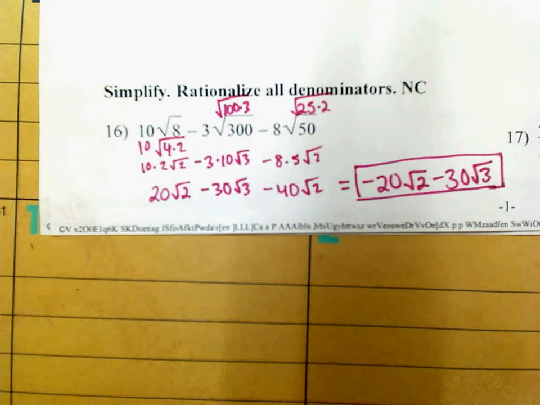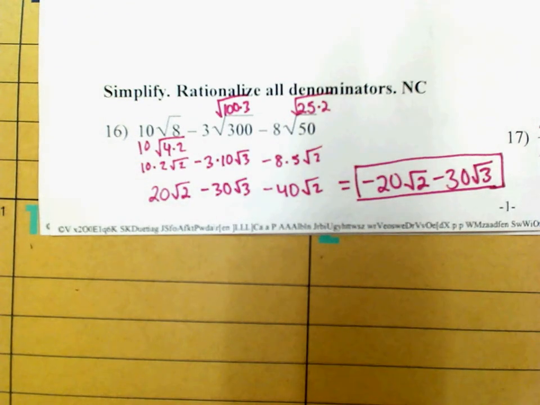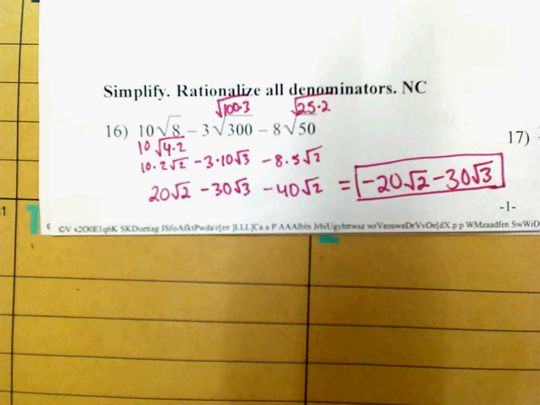So when you have an expression like this, and you will, just simplify the perfect squares out, combine them with the coefficients in front if possible, and then combine whichever ones have the same radicand. Okay?